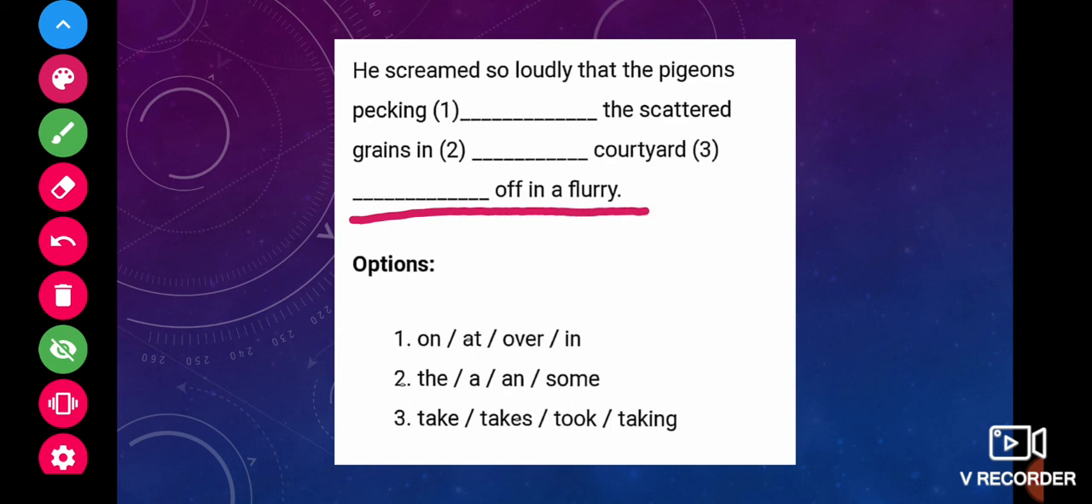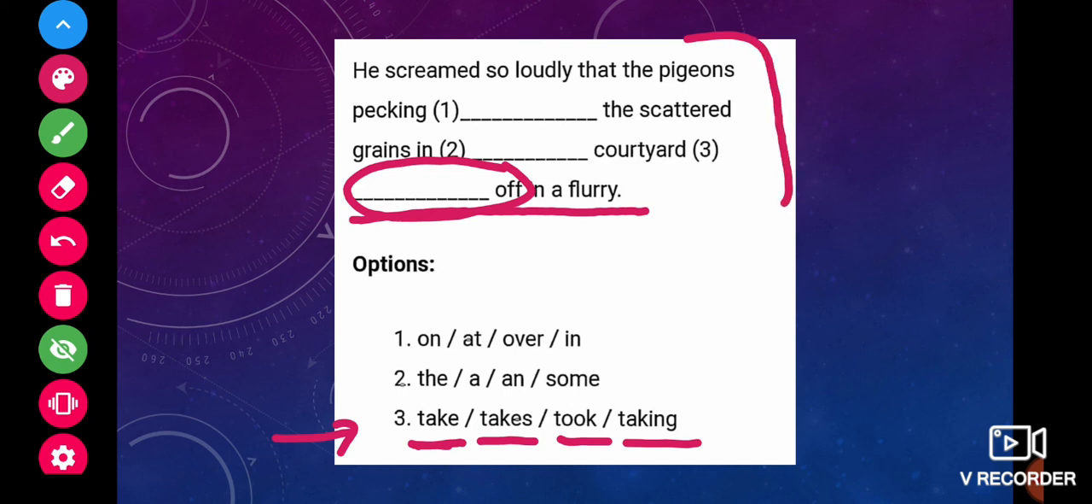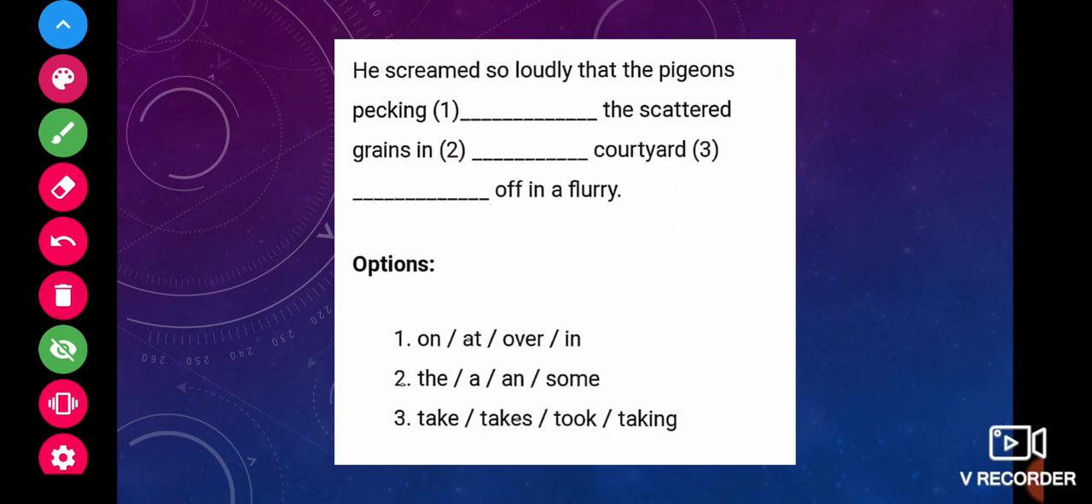"Dash off in a flurry." Now here the pigeons have flown away in a flurry. They have flown away suddenly, all at once. So these are the options. The next word is off here. So take off, takes off, took off, taking off. Now here if you look at the paragraph, look at the verb here, screamed. Screamed is in past tense. So out of all these four options, took is in past tense. So took is the correct answer, which will be used in this blank.